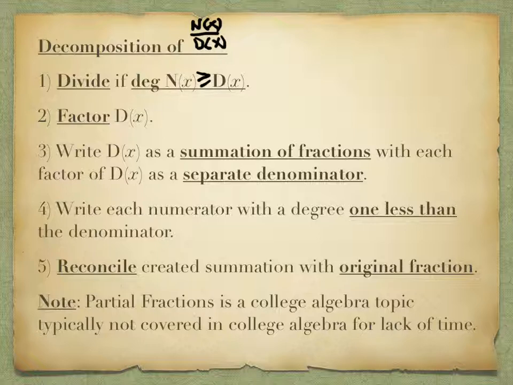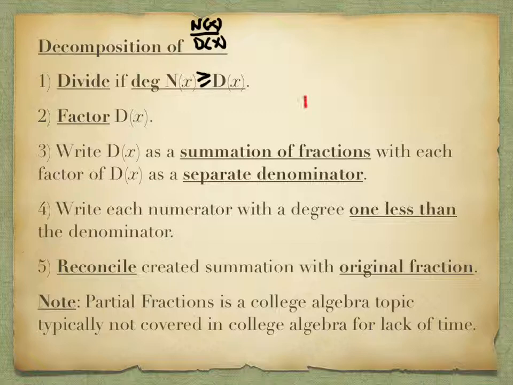The second issue, and sometimes the first issue just won't happen, right? It says if the degree happens. The second thing we're going to do is we're going to factor the denominator. Okay. The third thing we're going to do is we're going to write the denominator as a summation of fractions with each factor as a separate denominator. So let me just briefly write down what that means in terms of an example.